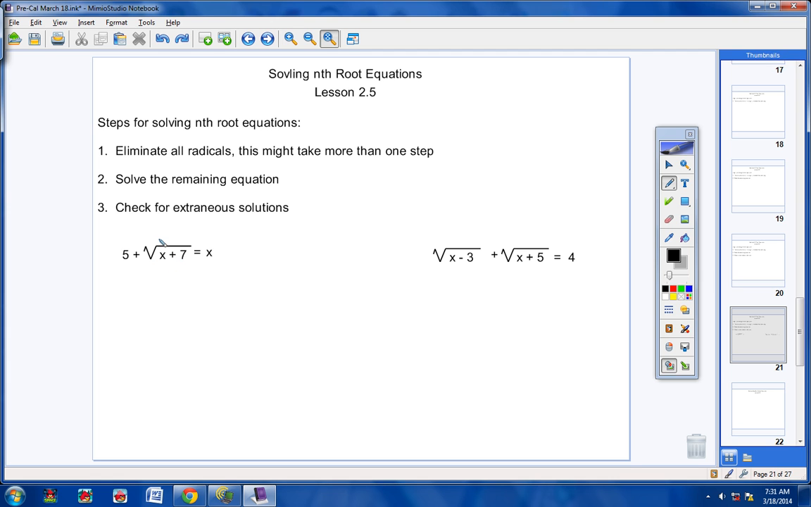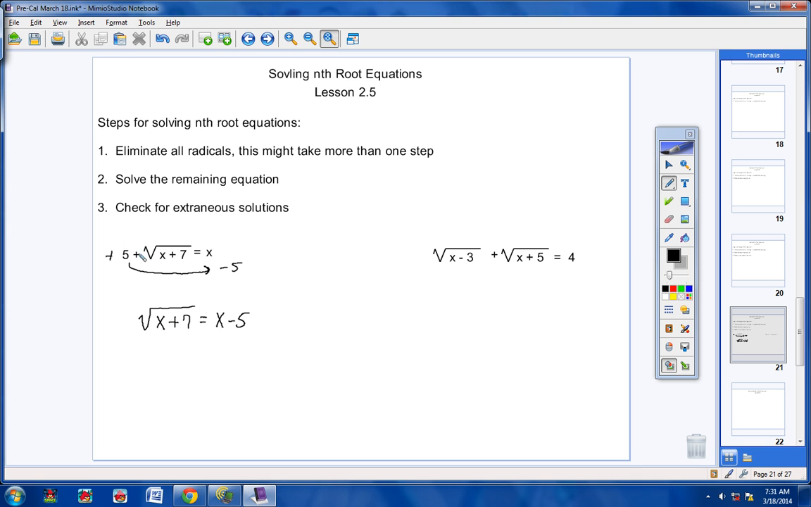The first thing you want to do, you do not want to eliminate a square root until you get it by itself. So this is a positive 5. I'm going to bring the positive 5 over and make it a negative 5. So now I'm left with the square root of x plus 7 equals x minus 5. That's pretty simple, isn't it? Hopefully you understand what I've done there. I got the radical by itself.